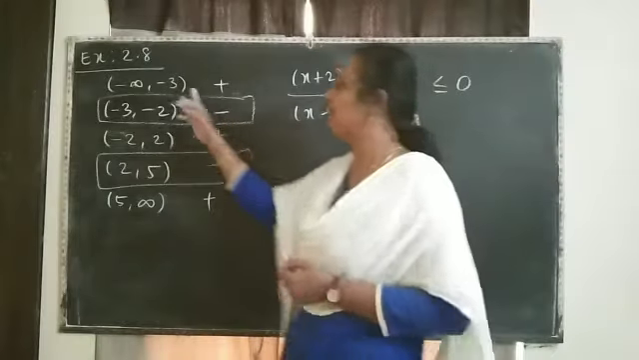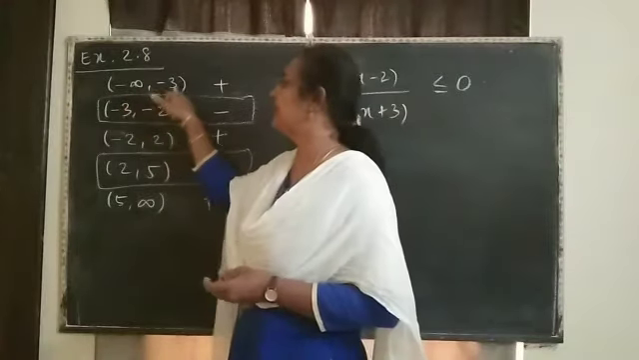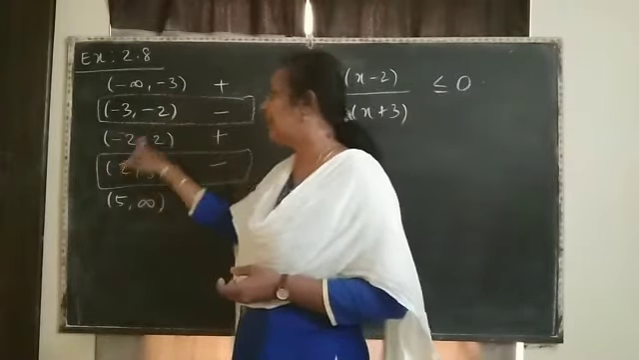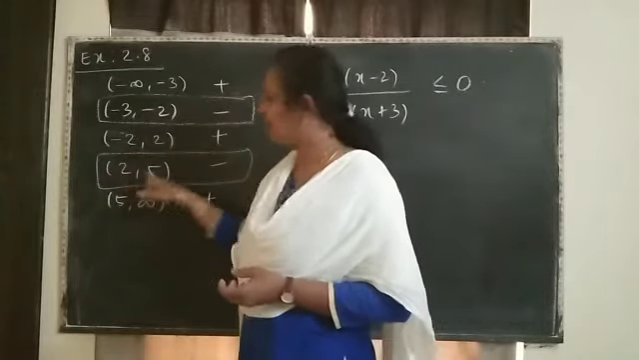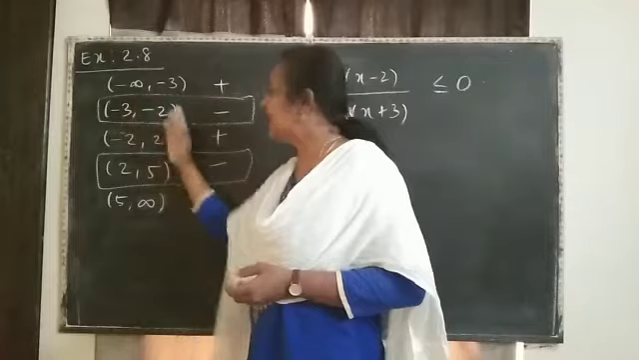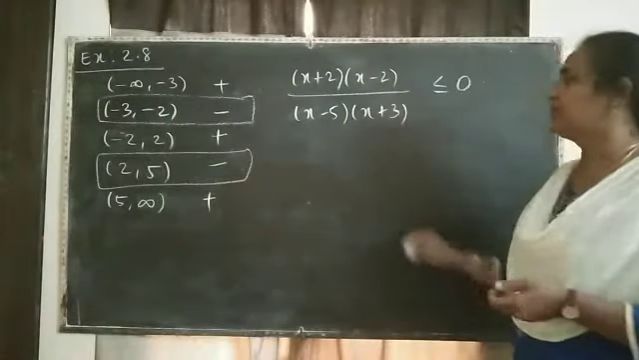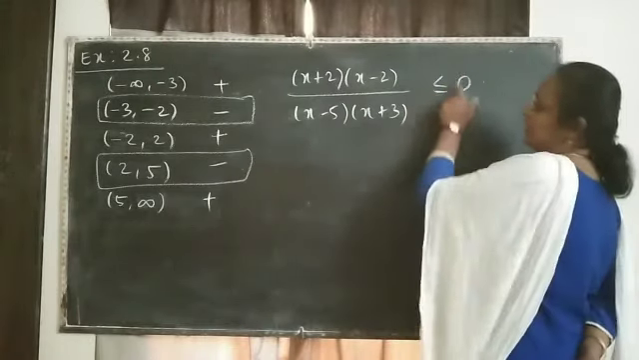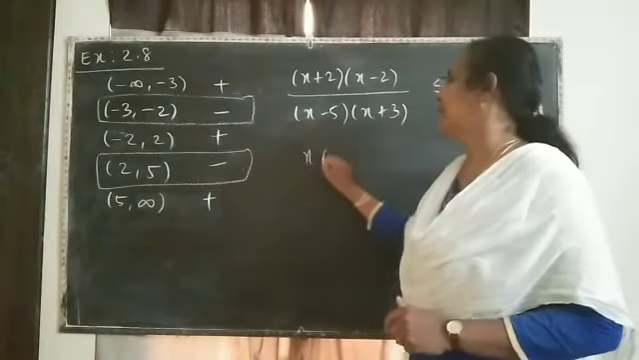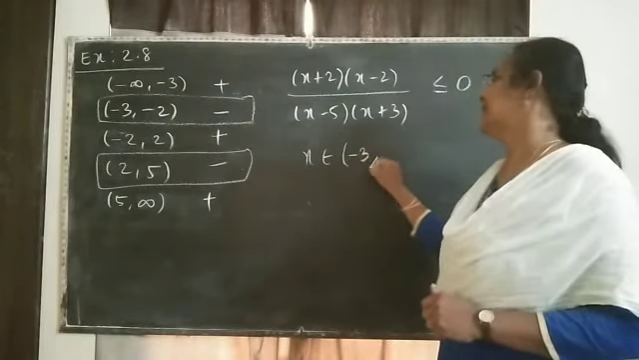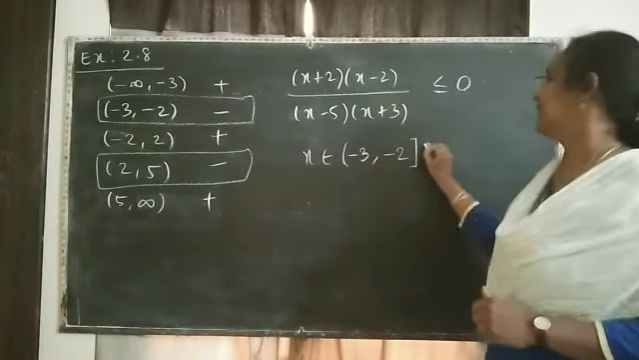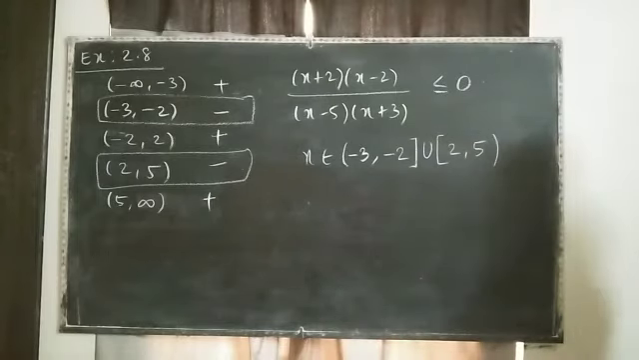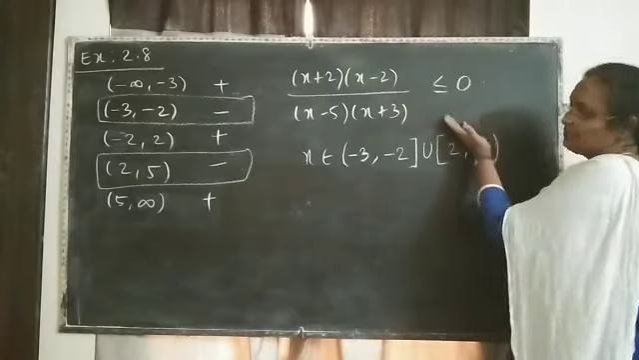Now looking at these extreme values, they are continuous, isn't it? So minus infinity comma minus 3, again minus 3 comma minus 2, again minus 2 comma 2, 2 comma 5 and 5 comma infinity. These extreme ends are continuous. So we conclude that the values which satisfy this condition are x belongs to the open interval minus 3 comma minus 2, closed interval, union, closed interval 2 comma 5, open interval. This is the solution of this problem.